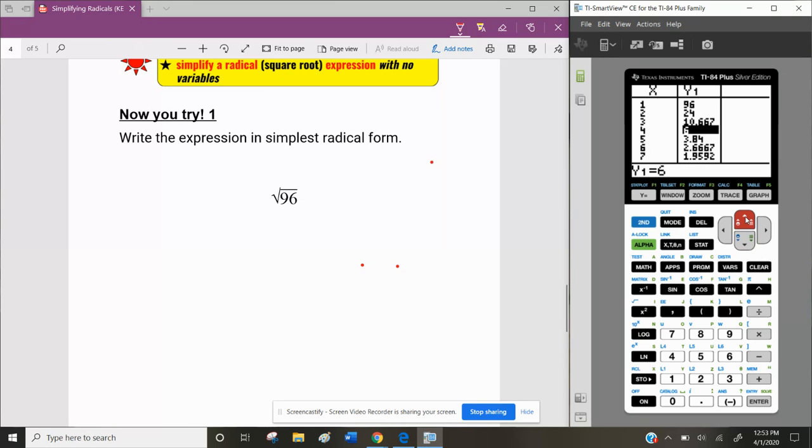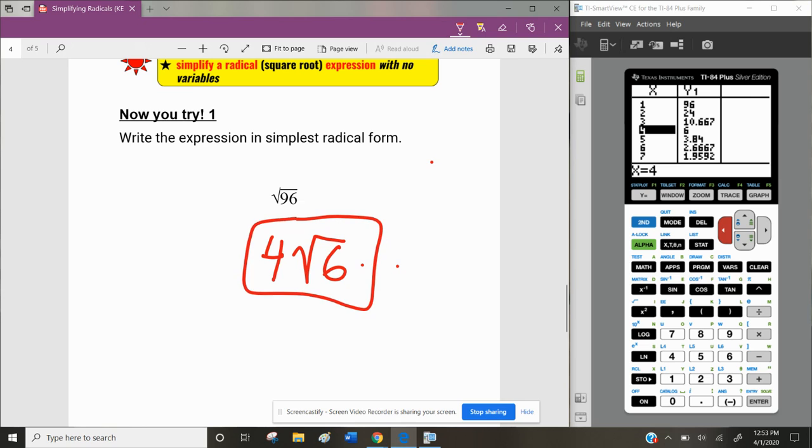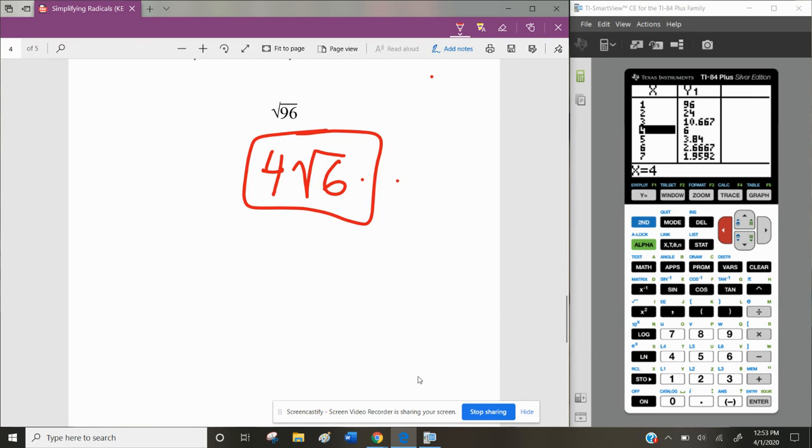So I'm going to go back up. In the y column, the first number I hit that doesn't have any decimals is 6. So I know that this radical, if I simplify it, would be 4 radical 6 in simplest radical form. So I'm going to go down to my second question.